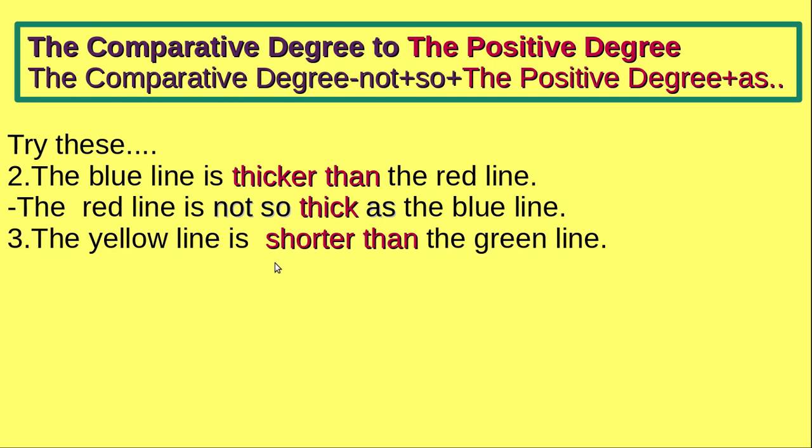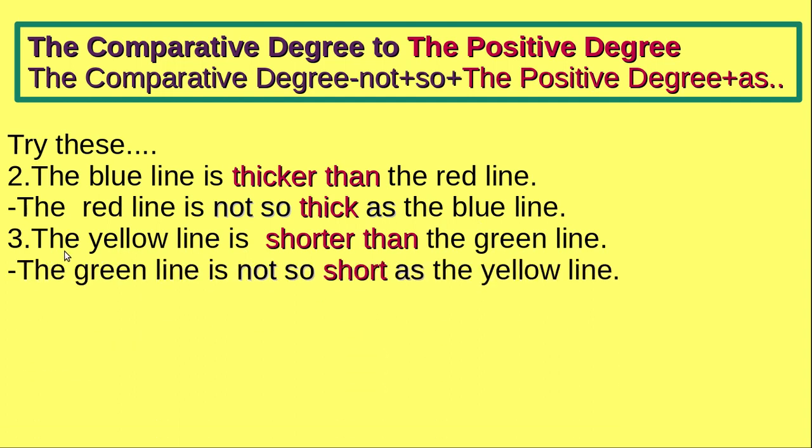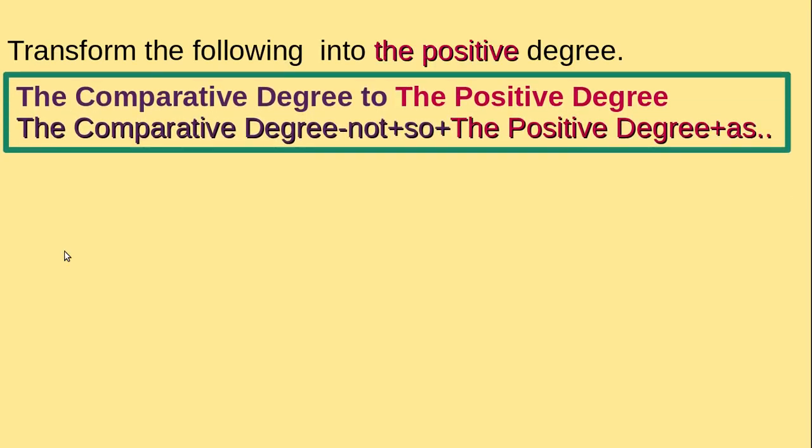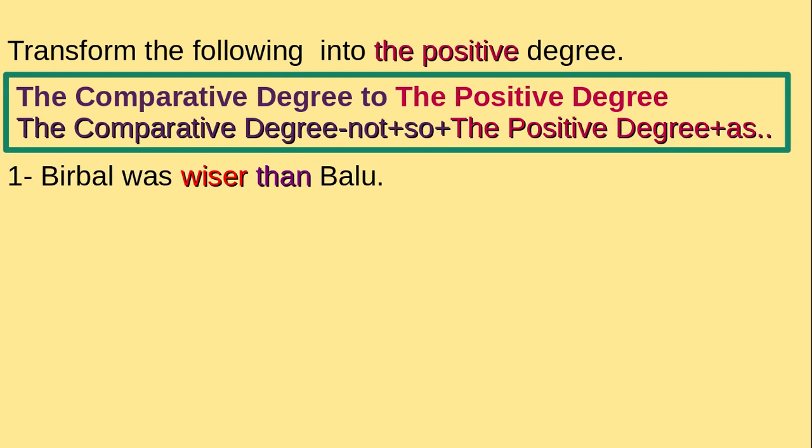Next one. Try yourself. The green line is not so short as the yellow line. Clear? Right. You have to do it yourself. Then only you see the answers. Now we can do some more exercises. First one is: Birbal was wiser than Balu. Try to do it.